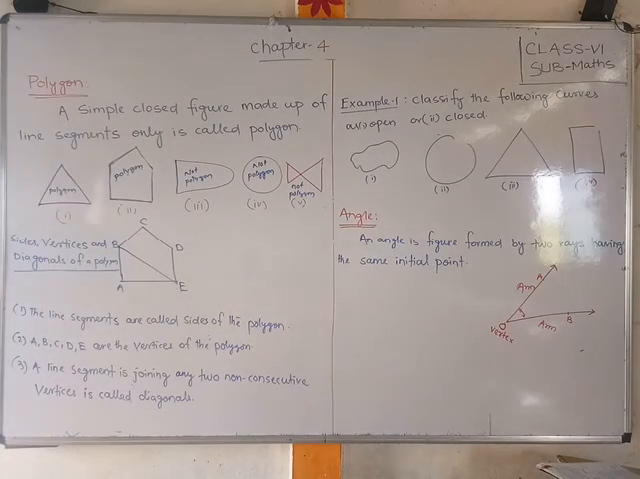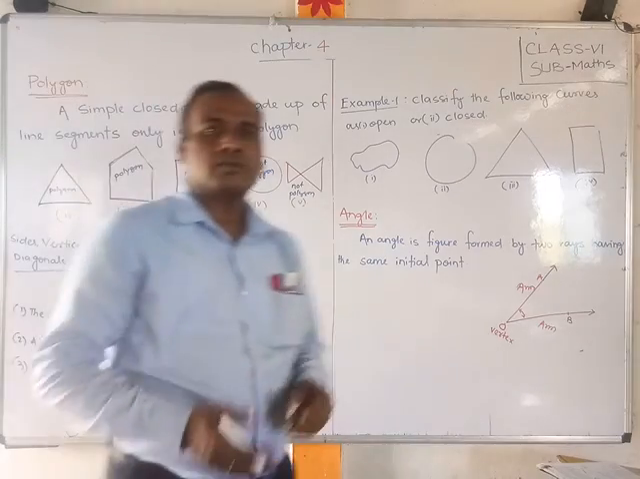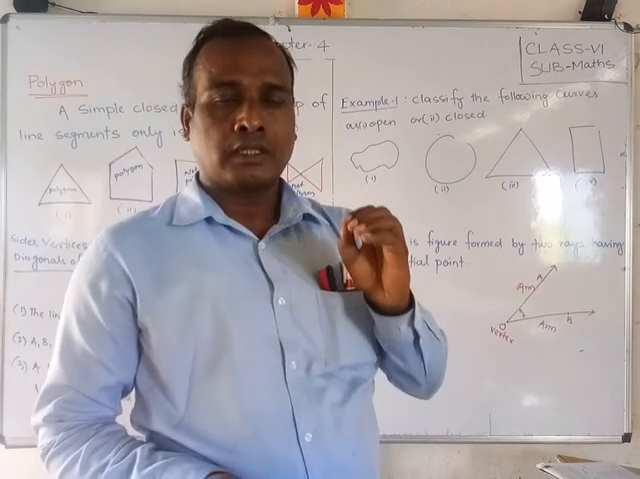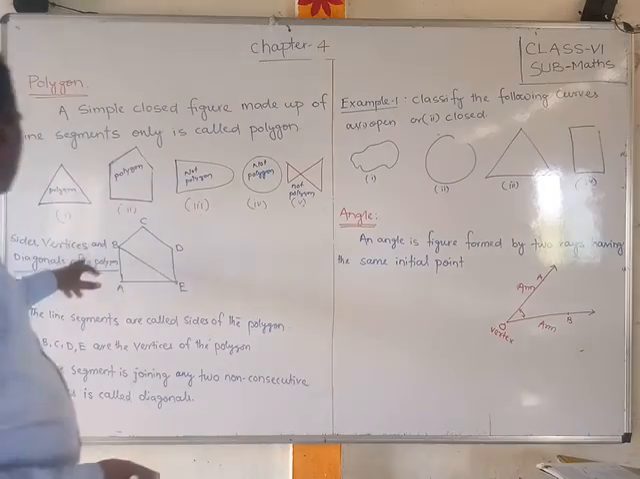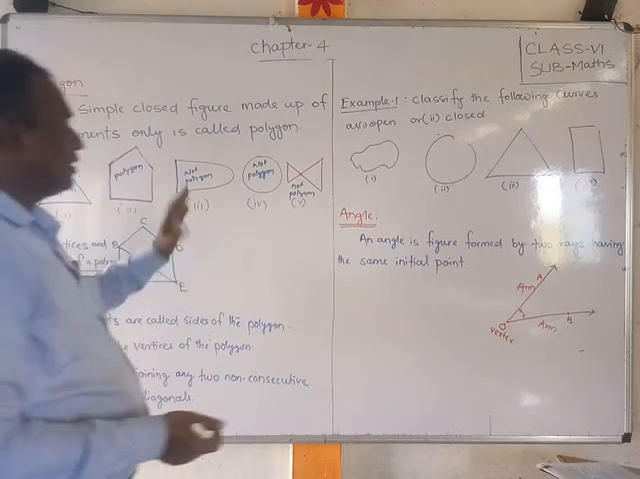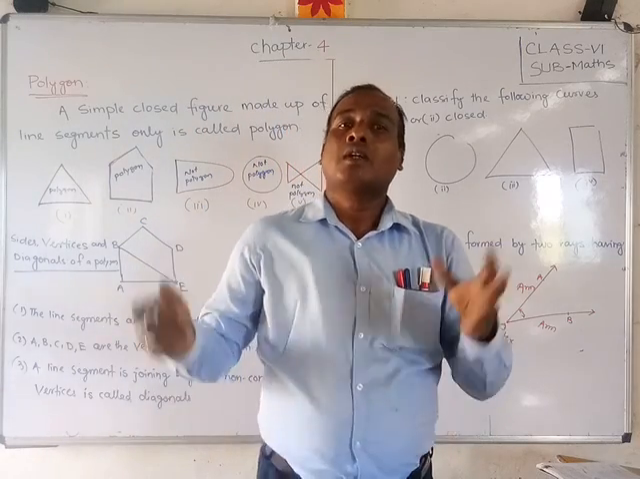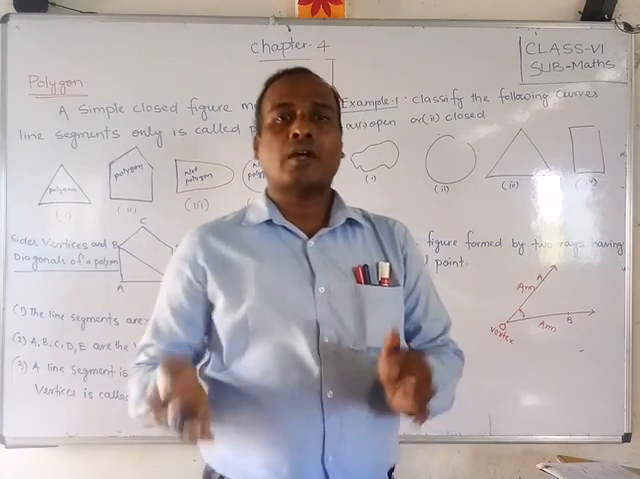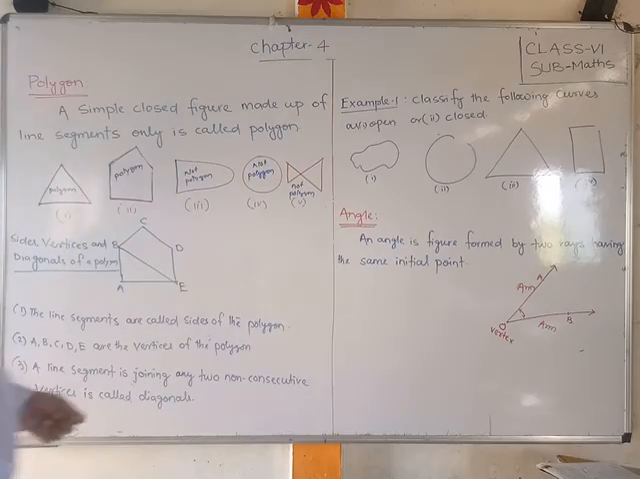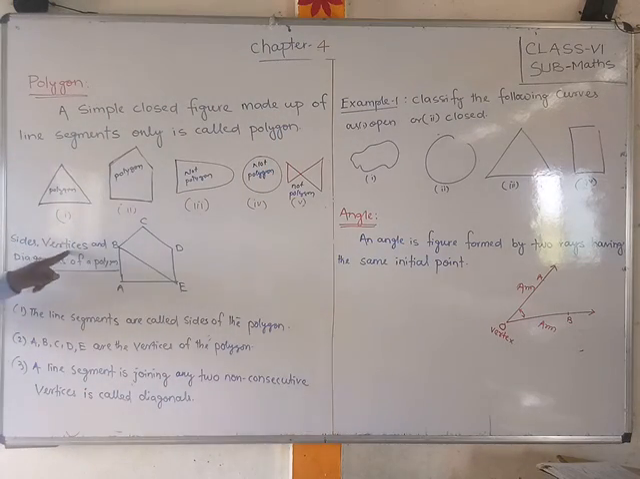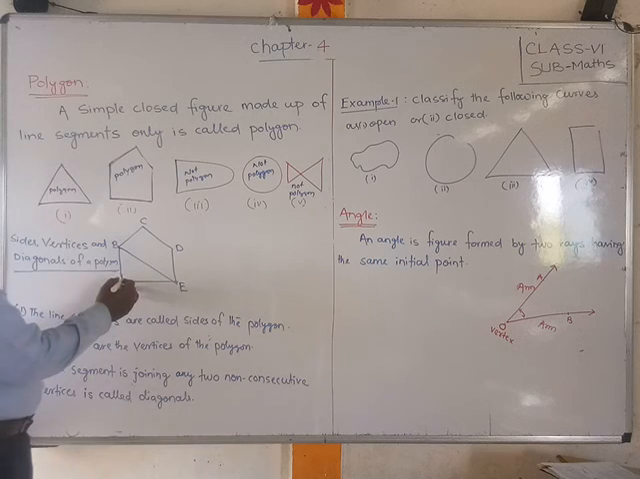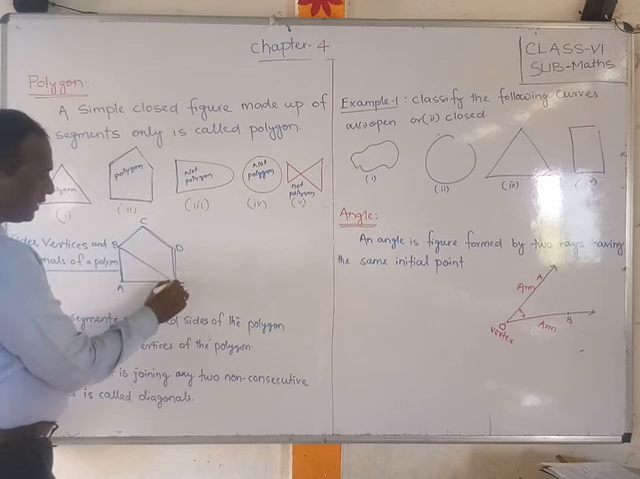Friends, now we discuss what the sides, vertices and diagonals of a polygon are. If it is a polygon, then what are its sides, what are its vertices, what are its diagonals? We have to identify and discuss. Students, write down sides, vertices and diagonals of a polygon. Suppose here I have drawn one polygon, A, B, C, D, E, A.